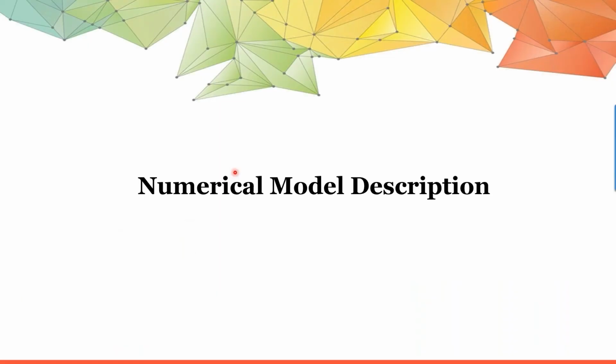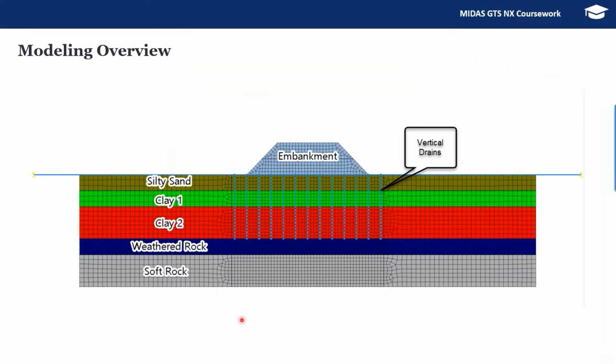So now I will describe the model. Here we have 5 layers of soil. The important layers which we want to improve are clay 1 and clay 2. On top of clay 1 we have silty sand, and below clay 2 we have a weathered rock, and at the very bottom there is a soft rock. And for preloading purposes, we have an embankment, which will be activated in stages, stage 1 and stage 2.